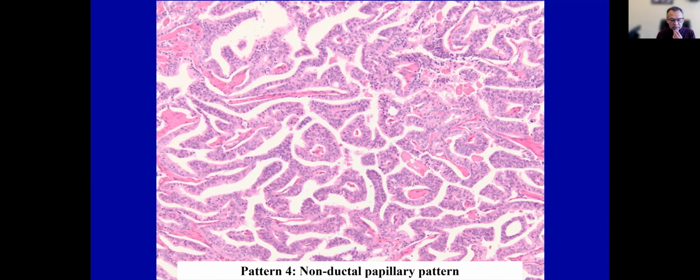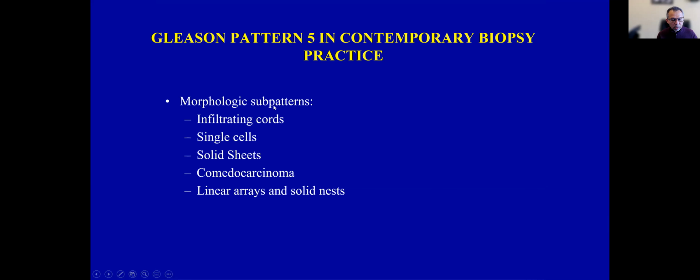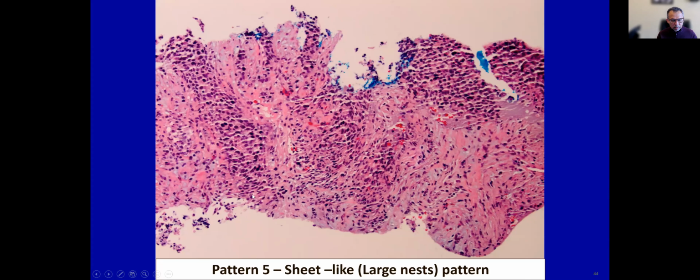Here is an example of a non-ductal but papillary morphology. So whenever you see true papillary morphology, you typically grade this as a pattern 4. Gleason pattern 5 is also a diverse pattern characterized by many morphologic patterns: infiltrating cords, single cells, solid sheets, comedocarcinoma, and linear arrays and solid nest pattern. So let's see some examples of that.